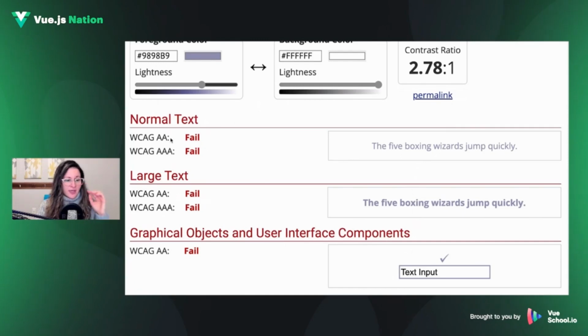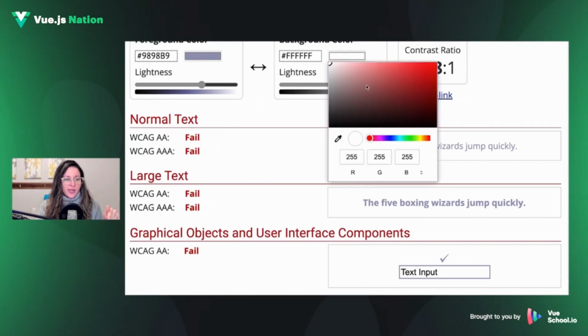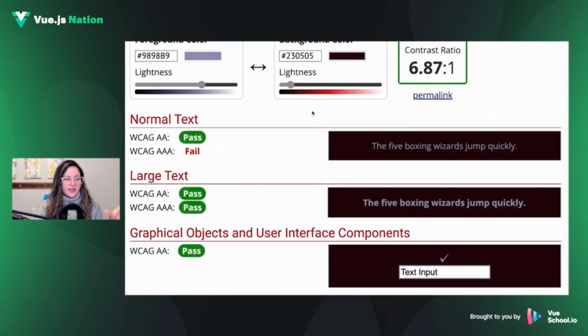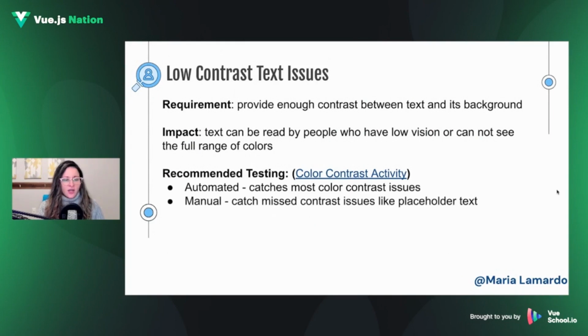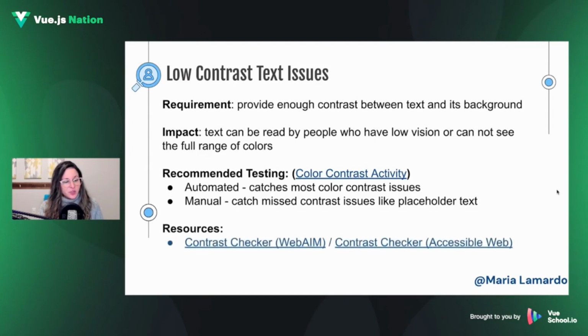So it also gives us AA and AAA scores. And as you can see, as I start editing the other colors, like the background color, it also changes the score. Again, it's checking for that contrast between the foreground color and background color. So this is a great tool as you're designing for your applications. So again, automated tools will catch color contrast issues, but manual checks will also help you catch some of those issues automated tools miss, like color contrast in placeholder text, which there are some issues with using placeholder text.